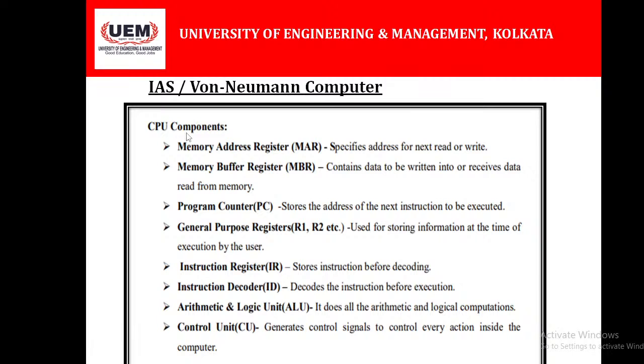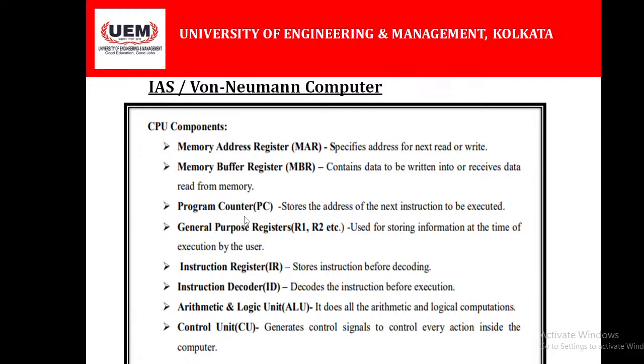That memory address register specifies the address for the next read or write. So whatever address it is showing, it is the next address, okay. And the memory address register is this, and the memory buffer register contains the data. So it is basically containing the address of the next instruction, okay, which is to be read or written. And this memory buffer register contains the data itself, whatever it is writing or receiving from the memory, it is stored in the memory buffer register.